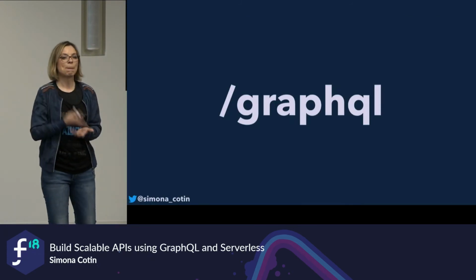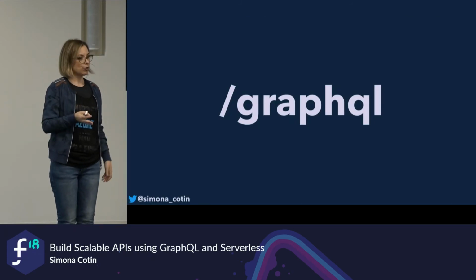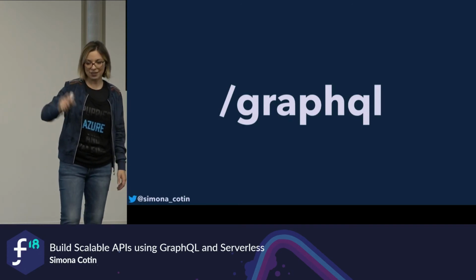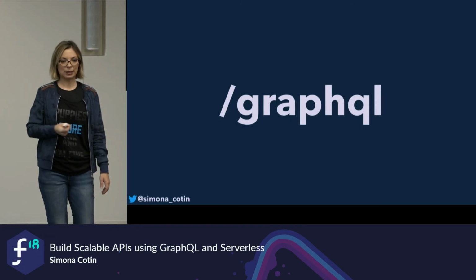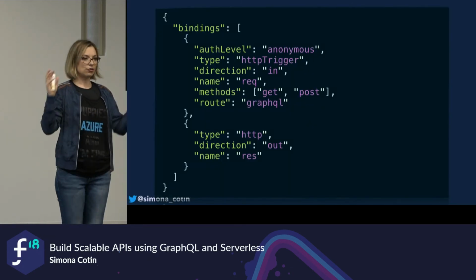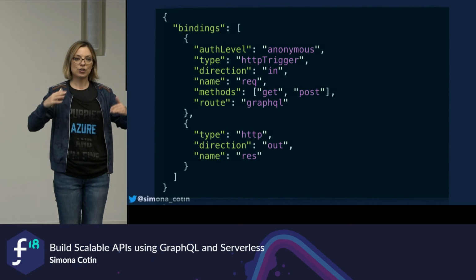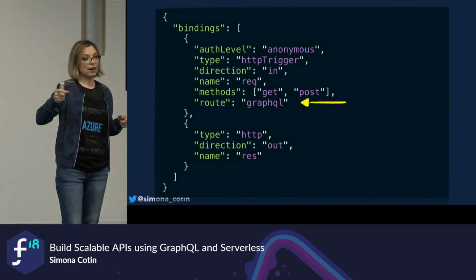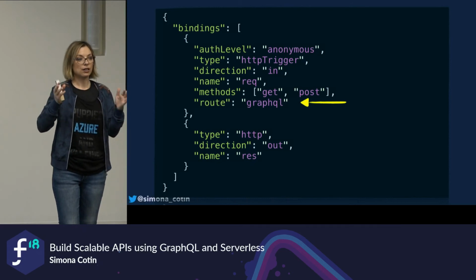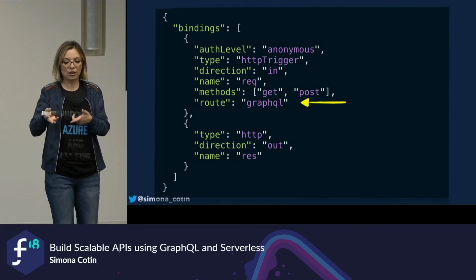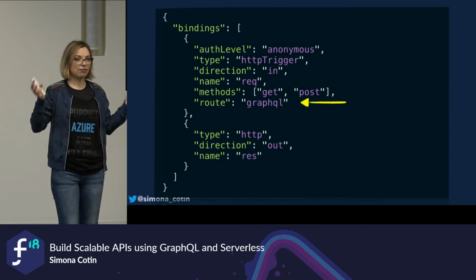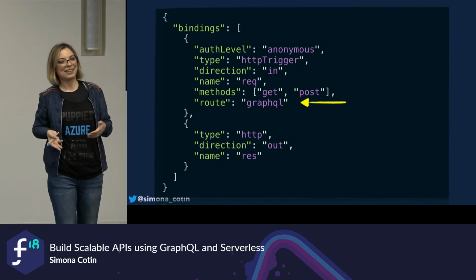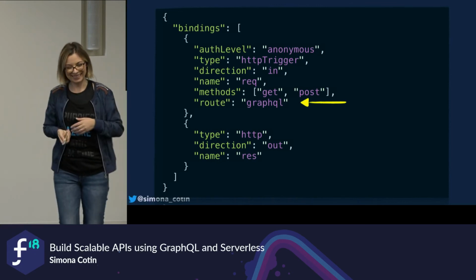And the best practice says that a GraphQL endpoint is served at a /graphql URL path. So the way to do that with Azure Functions is basically to define in your configuration file a route and override the existing name of the function with this particular route, which in our case is graphql. So now we have a GraphQL endpoint that's being served at the /graphql URL path, and it's awesome.